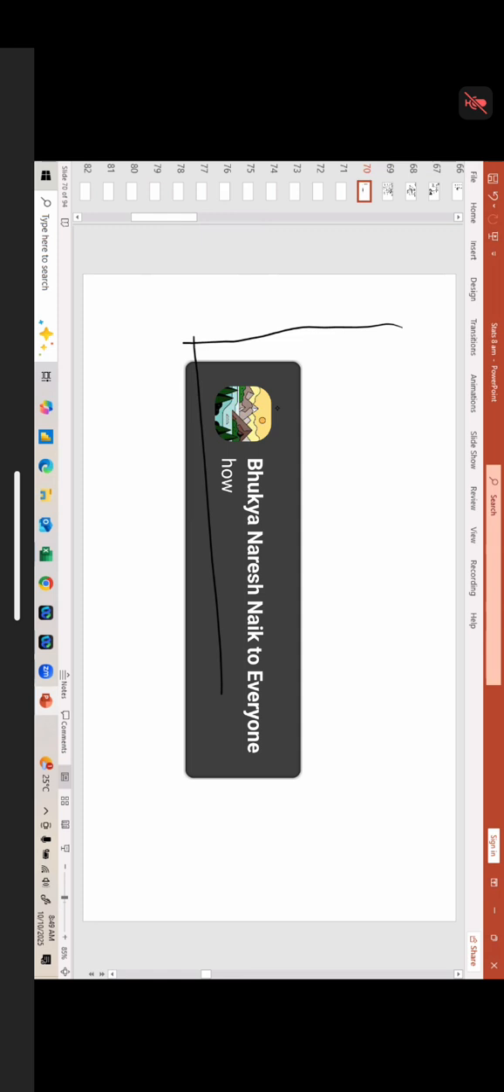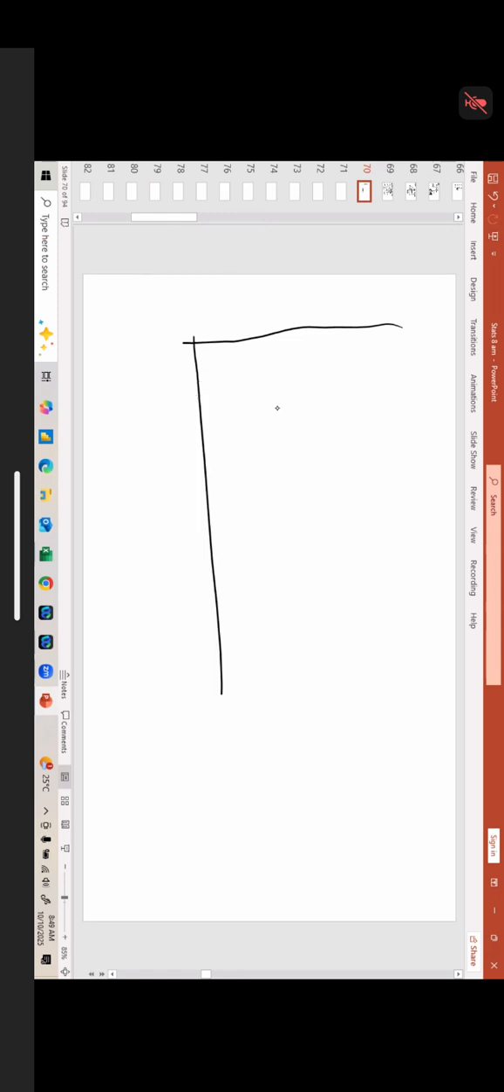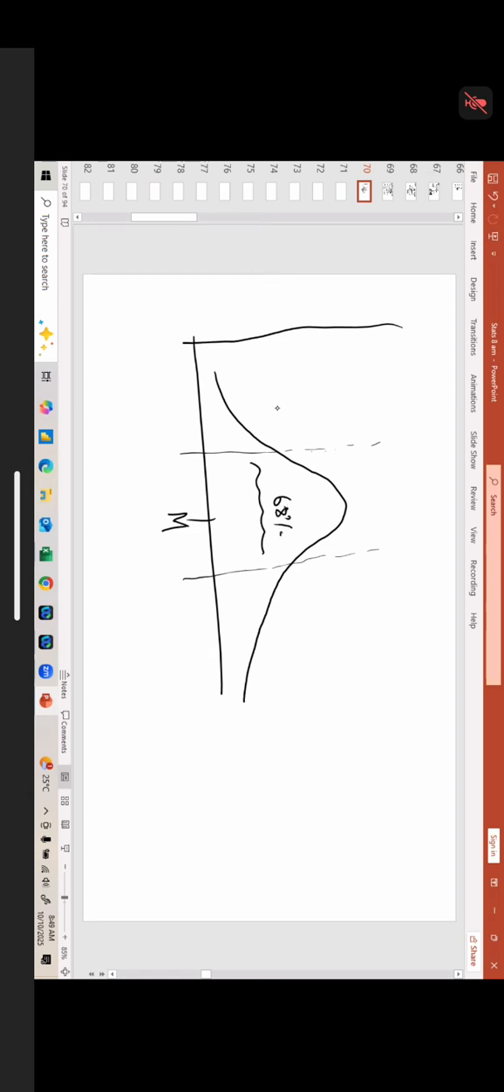Now understand this one. If this is our normal distribution curve, the bell curve, and here is the mean value, the empirical rule states that 68% of the values lie within plus or minus 1 standard deviation from the mean value.